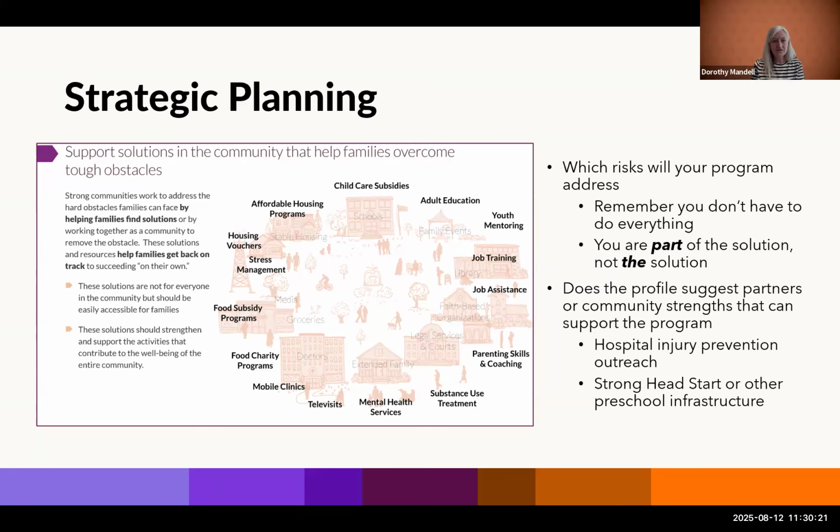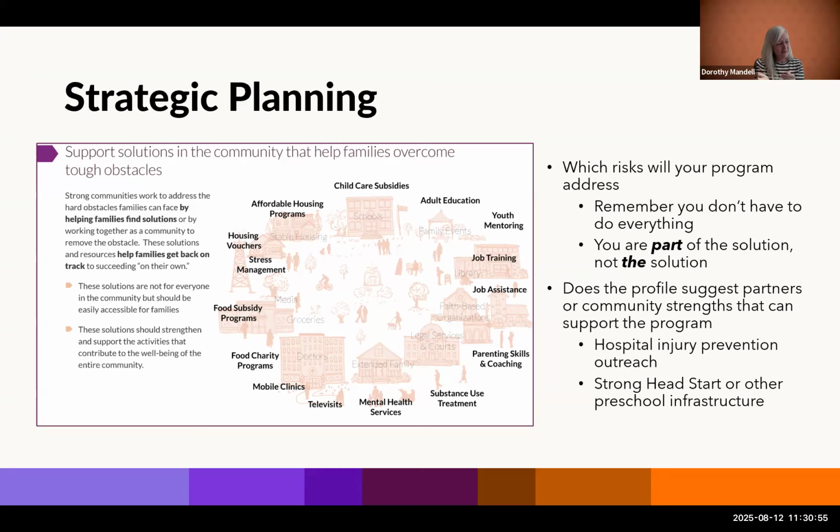You as an organization are not going to solve the childcare subsidy problem. You as an organization are not necessarily going to solve the problem associated with not enough affordable childcare in your community. But it's important to recognize that you are part of the solution to build up this community. You are part of bringing together and helping refer out so that people are being connected to the correct places that help address the risks in the communities.